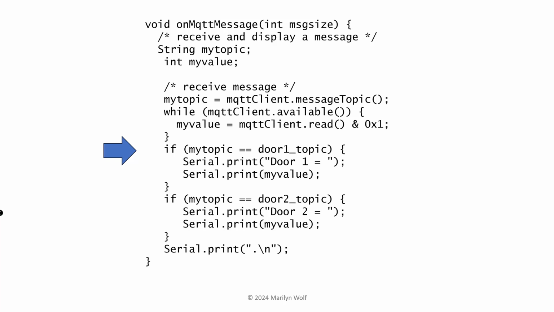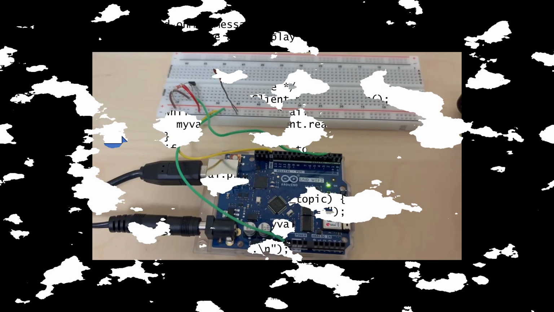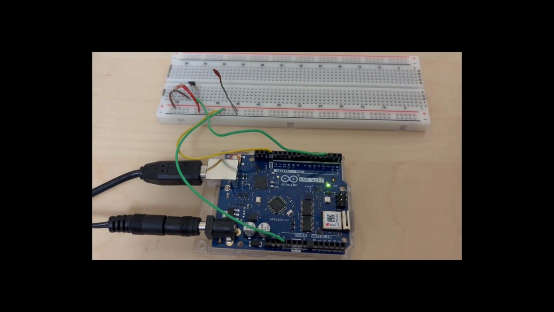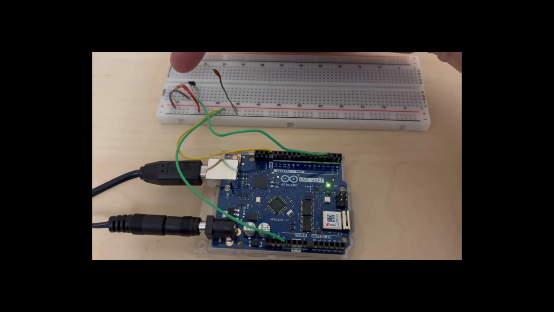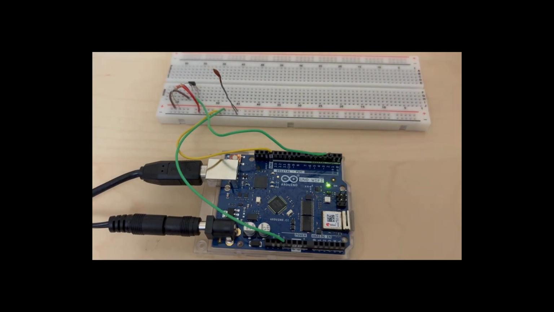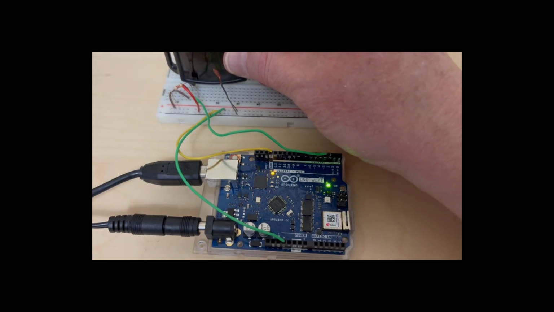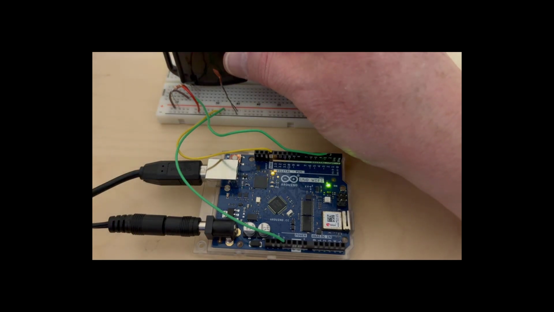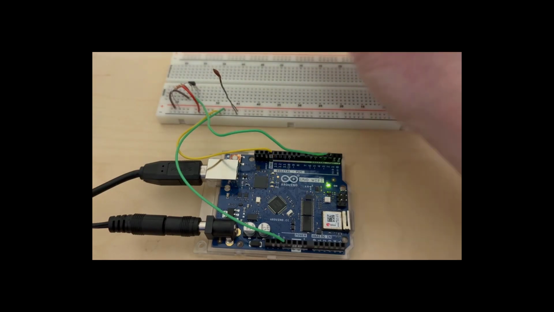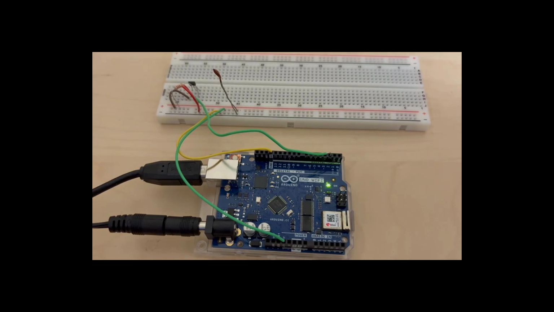Now let's take a look at this system in operation. Here's the door sensor node with the Arduino and the Hall effect sensor circuit. We have the Hall effect sensor device and a pull-up resistor. When I move the magnet near the Hall effect sensor, the LED goes on to indicate that the door is closed. When I remove it, the LED goes off.